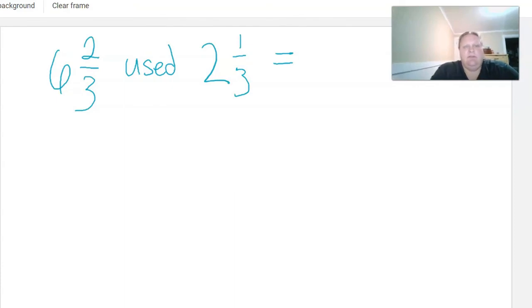I wrote out the mixed numbers here, but look here at how it has the word used. When we see used, we're going to be subtracting. You guys know how to do this. Don't let the word scare you. Look at what it's asking and then do that. 6 2/3 minus 2 1/3. You can do that.